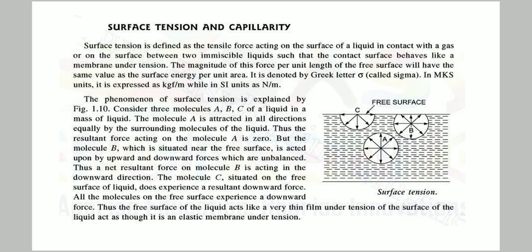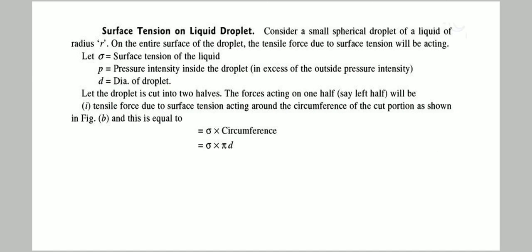However, we can see that all the molecules in the upper surface of the liquid experience a downward force. Due to this downward force, the free surface of the liquid acts like a membrane layer which is in tension. This downward force tends to move the molecules downward. However, they can't move downward due to the adjacent molecules, and the surface stretches out like a little membrane under tension. That is called capillary surface tension. Now, surface tension on a liquid droplet.